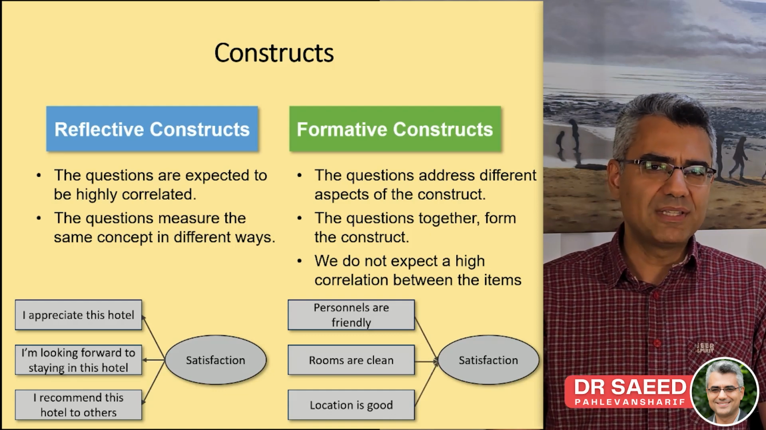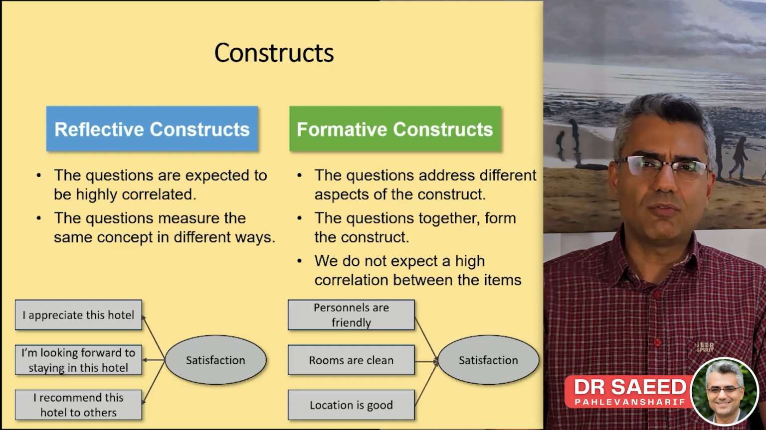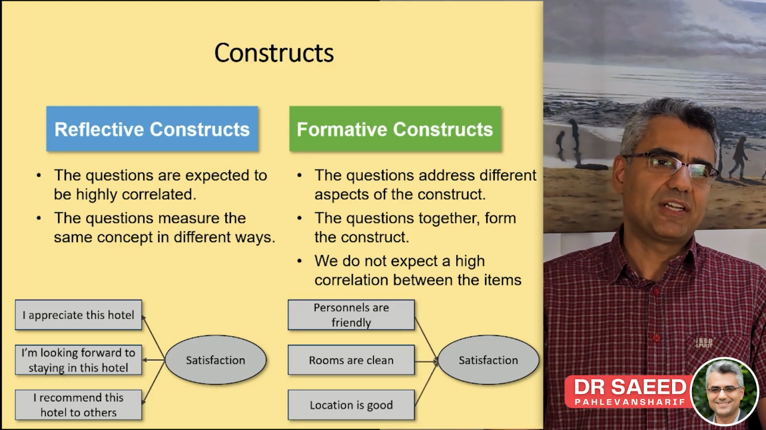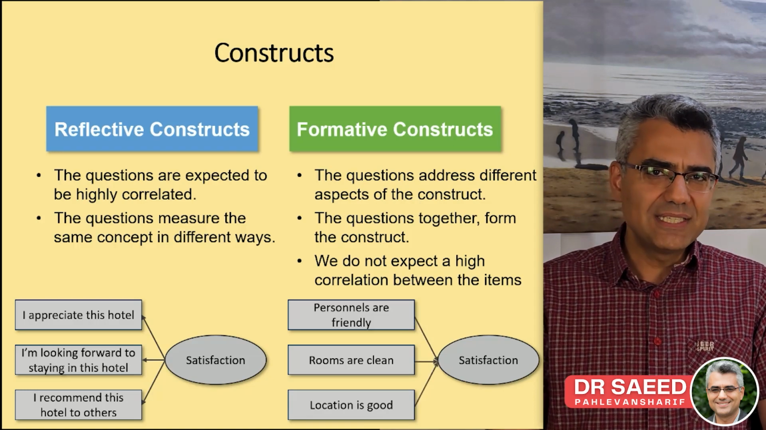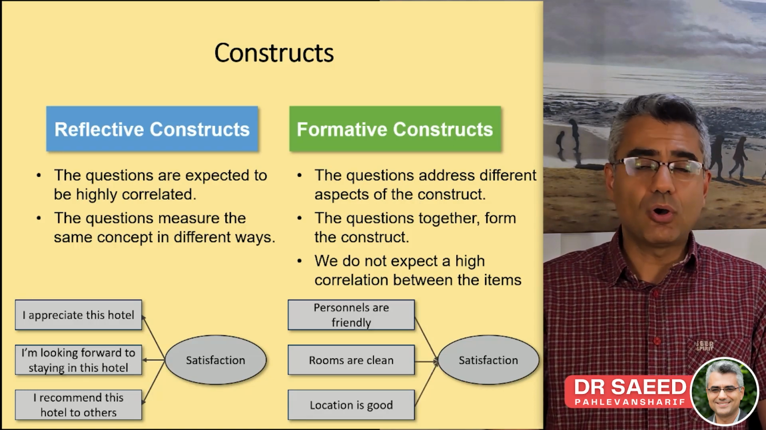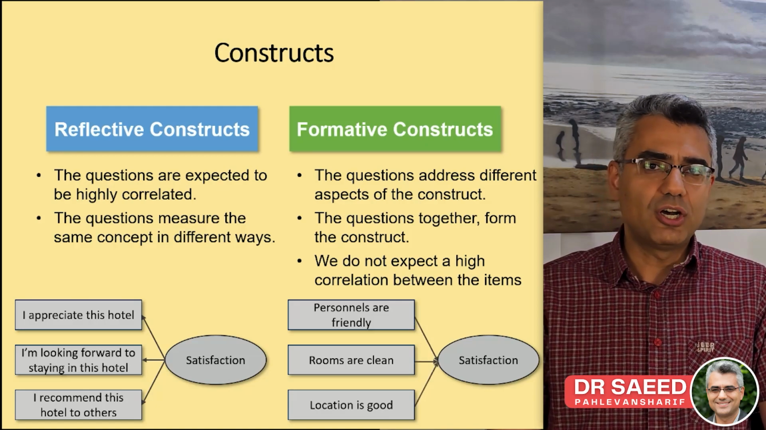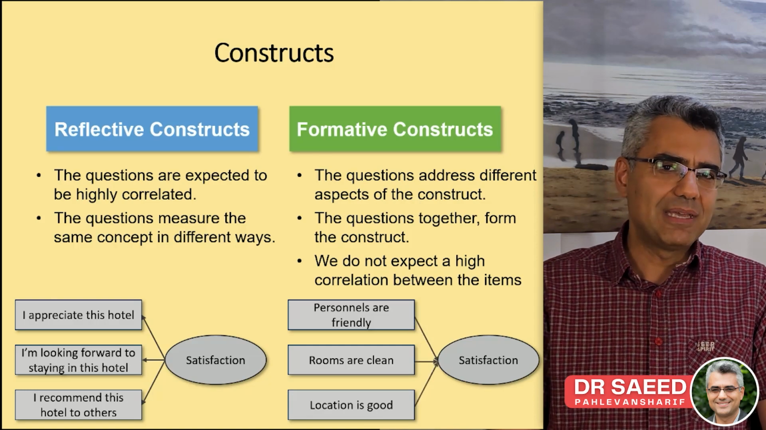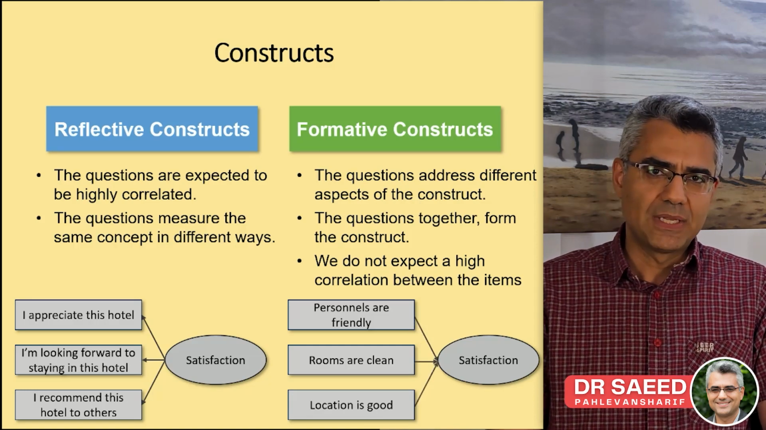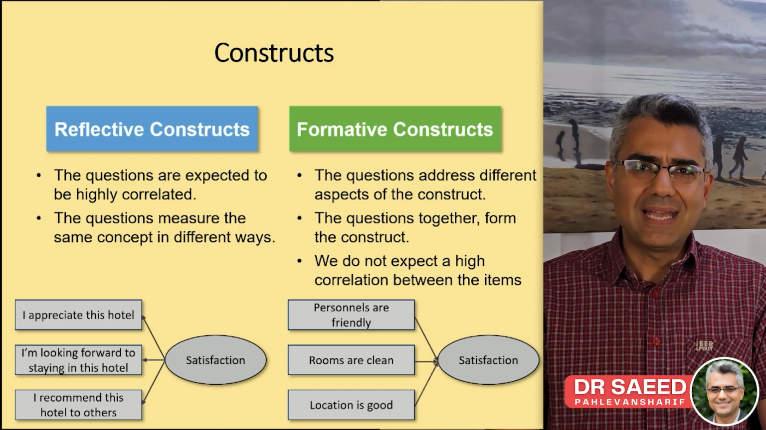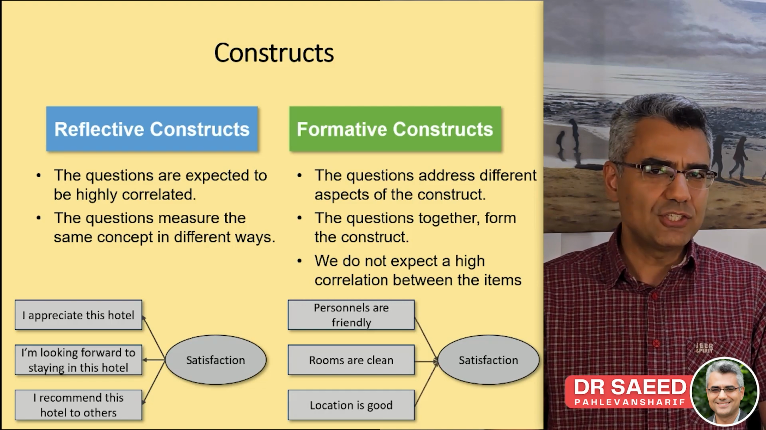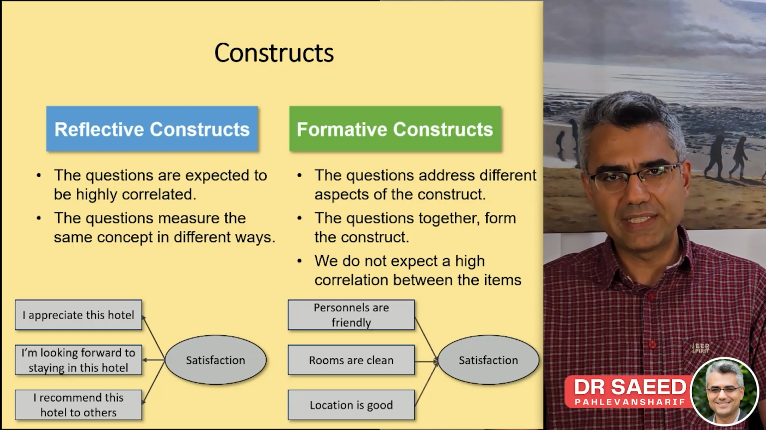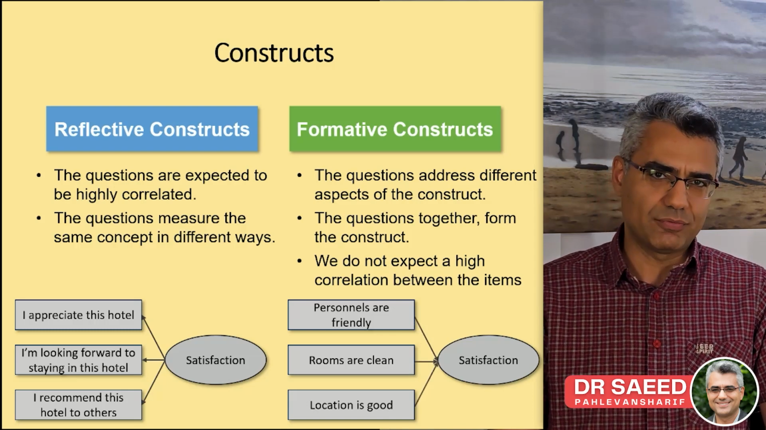For example, the formative measurement of satisfaction could consist of items such as satisfaction with personnel, satisfaction with rooms, and satisfaction with location. And all these represent three different aspects of hotel satisfaction. So they are not interchangeable. For example, you might be satisfied with the personnel, but not very happy about the location, or vice versa. These items are different and they are not interchangeable. So each item is independent from others and they may receive both high and low ratings based on the satisfaction with different aspects of the hotel.